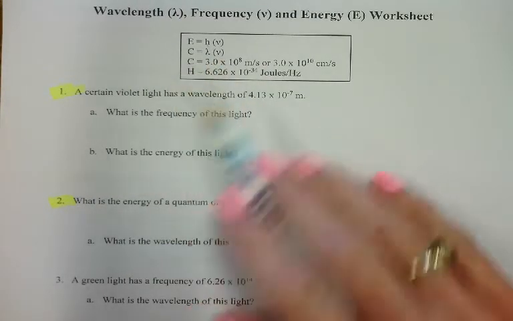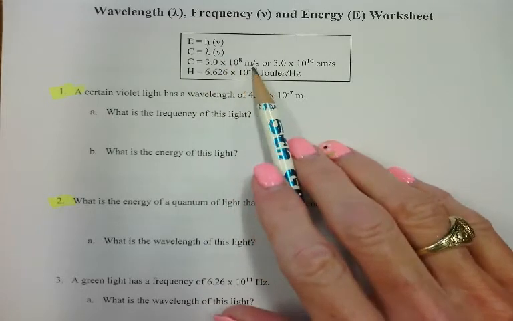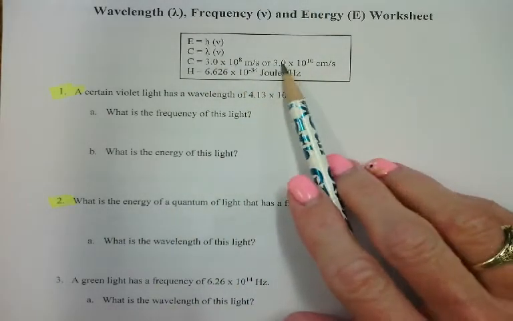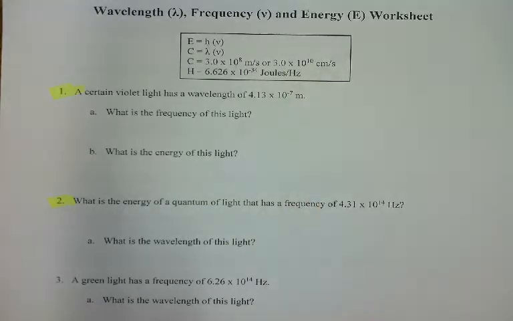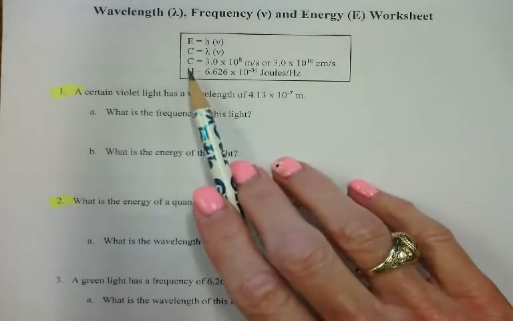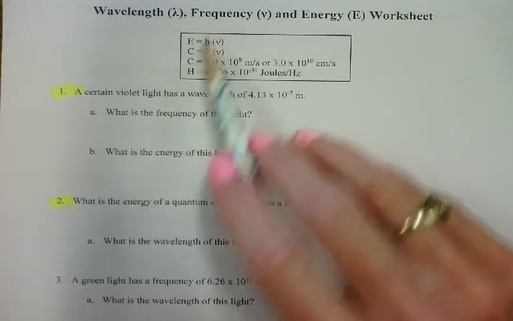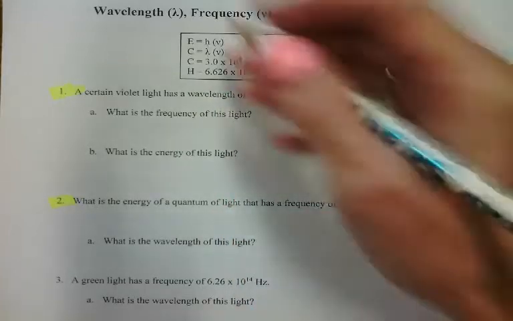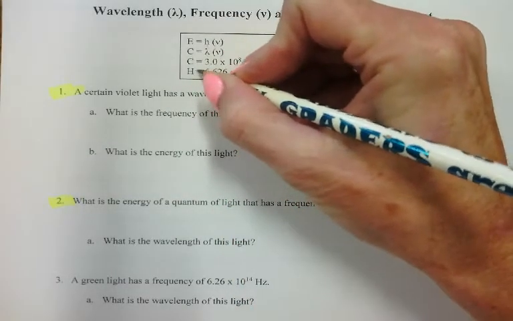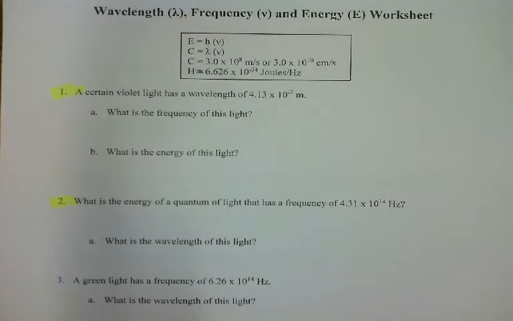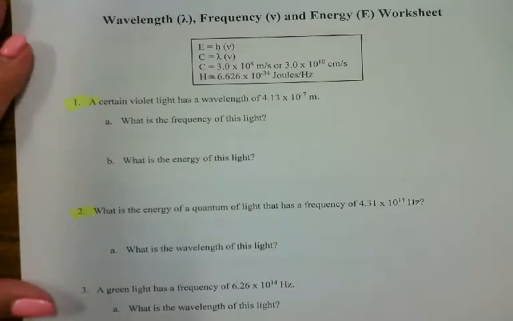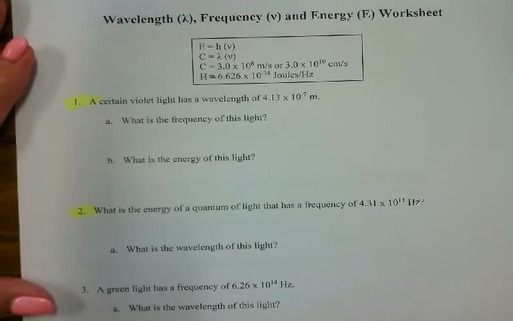Speed of light is 3 times 10 to the 8th meters per second, or in case we need it, 3 times 10 to the 10th centimeters per second. And then we have Planck's constant is 6.626. It's not a negative. It is actually 6.626 times 10 to the minus 34th joules per hertz. So let's get started. Remember that we're always going to try to box the given and circle the unknown.